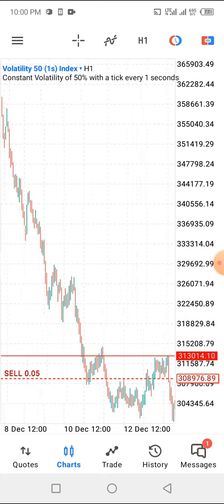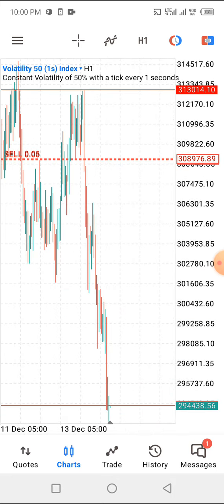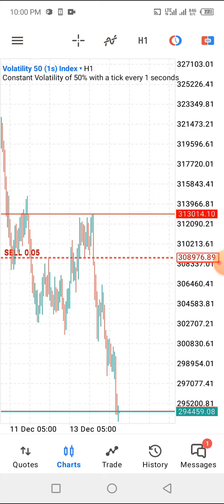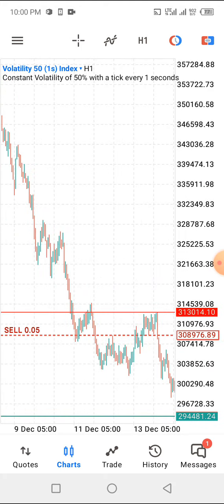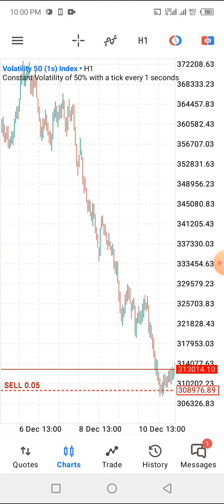So now this is a trade I took on VIX 51s. It's a sell trade and it's a VIP trade, a trade I shipped with my VIP today. So now, as you can see, this one is very easy.